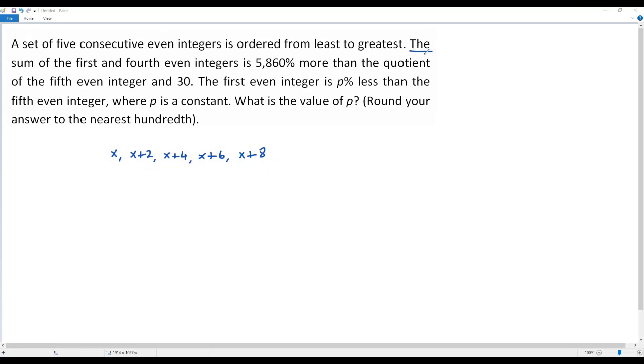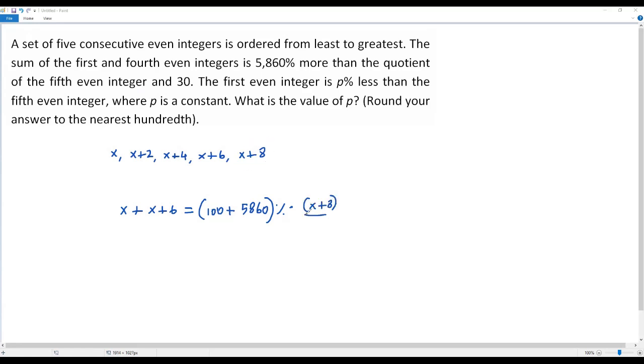Now let me consider the information we have over here. That is the sum of the first and fourth even integers. Let me take the first one and the fourth one and add them: x + x + 6, which is equal to 5860% more than. Since we have 5860% more than, we have to add this number to 100. That is 100 + 5860. Then we have to take the percentage times the quotient of the fifth even integer and 30. To get the quotient of the fifth even integer and 30, we have to divide the fifth even integer by 30. Here the fifth even integer is x + 8.